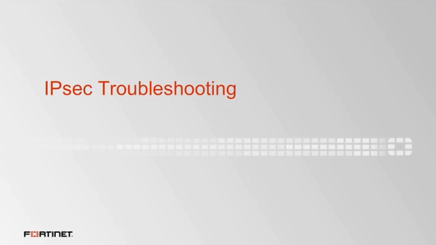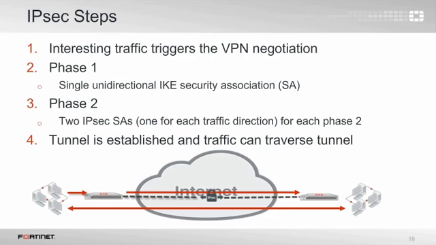In this lesson, you will learn the basics of IPsec troubleshooting. When isolating IPsec problems, it is useful to understand that an IPsec connection can be described as a four-step process. 1. Interesting traffic triggers the VPN negotiation. Traffic is called interesting when it must travel through an IPsec tunnel. In other words, encrypted and encapsulated to reach a remote network.